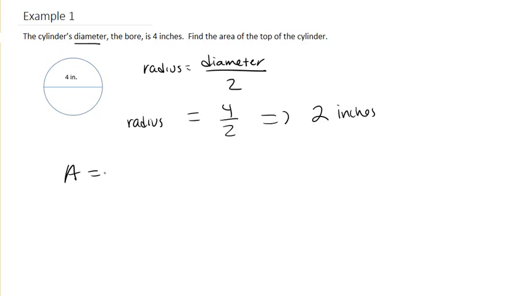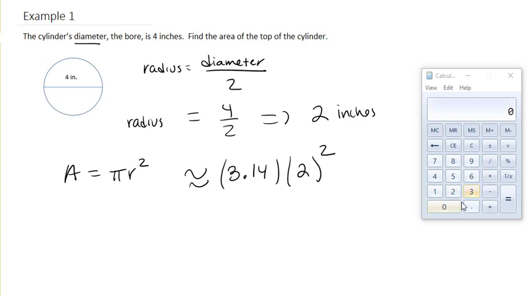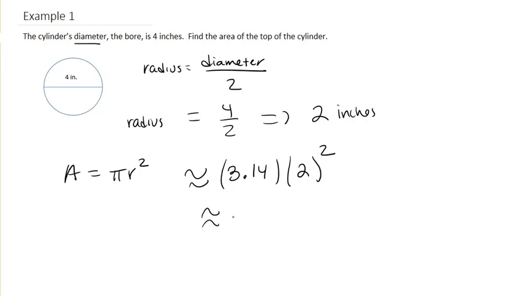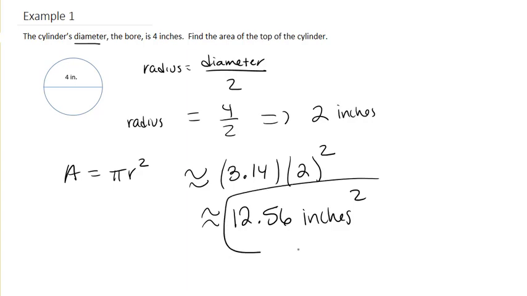Next, we need to find the area, which is pi r squared. So this becomes 3.14 times 2 squared. So we'll get our calculators out. And so we'll go 3.14 times 2 times 2, as 2 raised to the second power means we are doing it 2 times 2. So we get 12.56. And this is in inches squared.